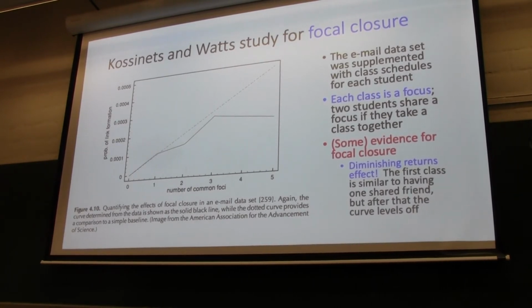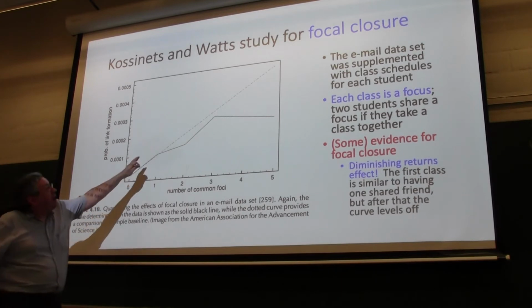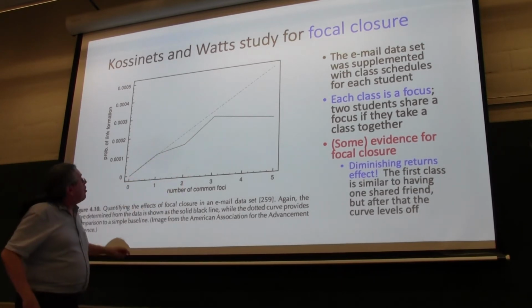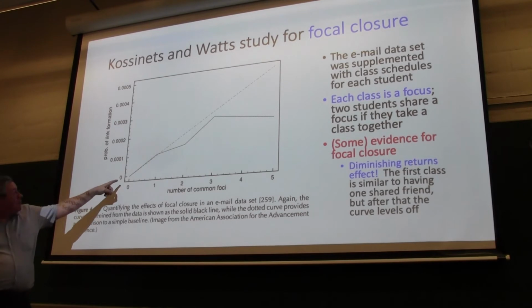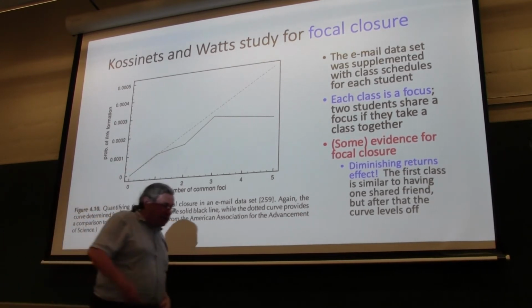So it's like in the mind of the student, sitting in one class is the same as sitting in the other class. Maybe you see them more often or something, but the effect is not as strong as actually having common human friends, who are much different maybe than classes. So this kind of flattens off. Focal closure does have an effect, but it's not as strong as you might think.